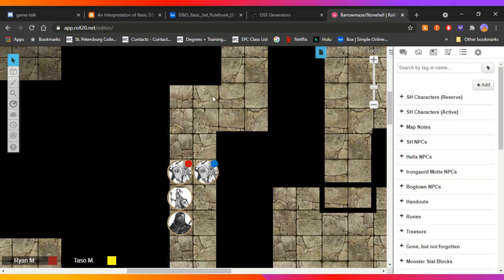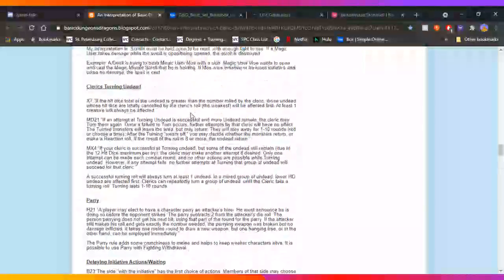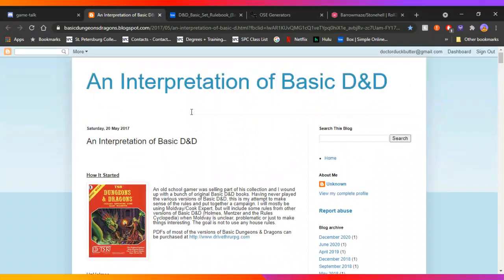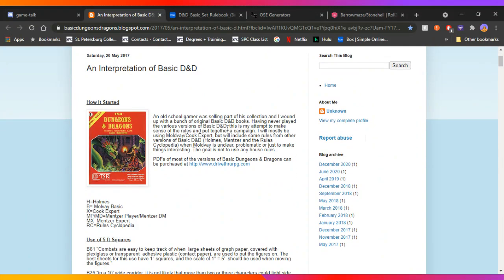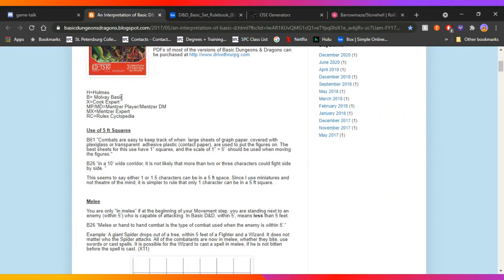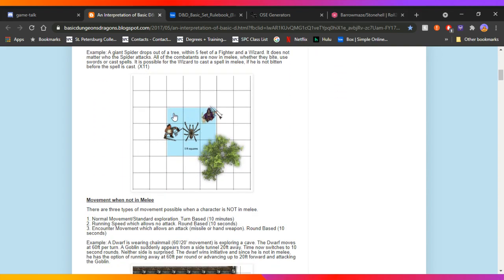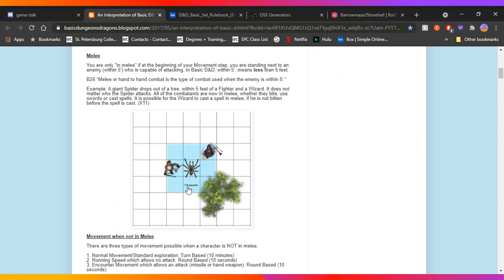Someone, I don't remember who, sent me this website with interpretations of basic combat. It is interpretations, but they do cite a lot of their sources. They use Holmes, BX, Mentzer, basically BX, and the Rules Cyclopedia. And they define melee as anyone within your 5 feet range. As soon as you're within 5 feet, you're considered engaged in melee.